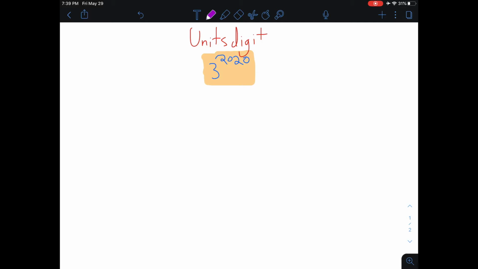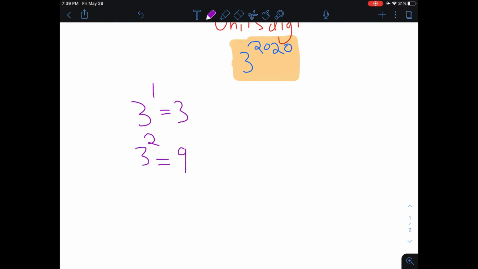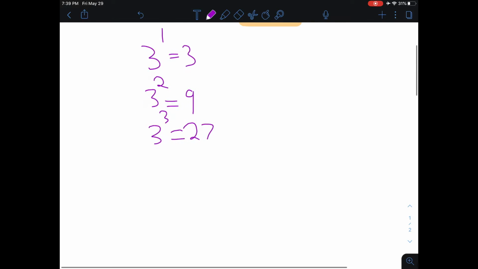Well, first, I'm going to try going with smaller cases. Let's try to find a pattern in the units digit of different powers of 3. So let's start with 3 to the power of 1. Well, that's just 3. And 3 to the power of 2 is 9. 3 to the power of 3 is 27. Nothing so far, but let's see if we can find something after.